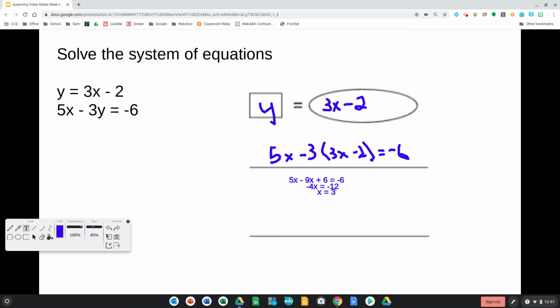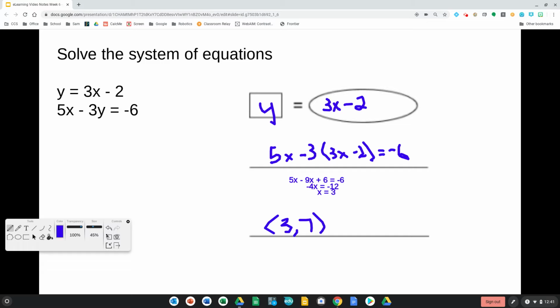And so if x is equal to 3, what are we going to get for y? If we go back to our circle up here, we take 3 times 3 minus 2. That's 9 minus 2, which is 7. And so our answer just ends up being 3 for x and 7 for y. And again, if we wanted to check our answer, we could plug in 3 for x and 7 for y in both of those equations, and we find out that it's true for both equations. So we know we've got the right answer.